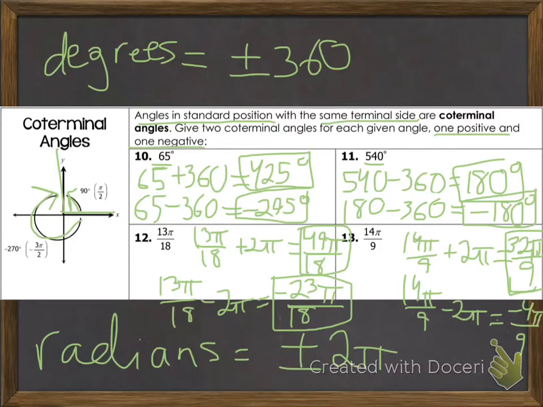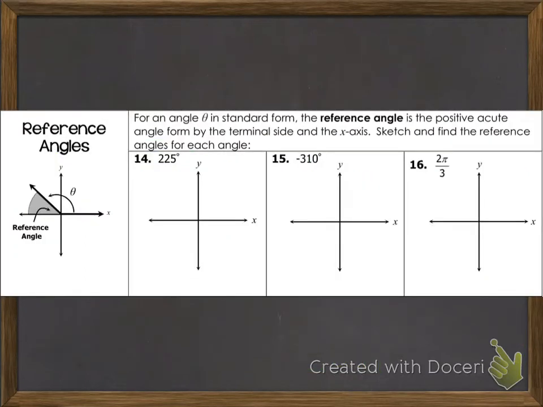So negative 4 pi over 9. Those are the positive and negative coterminal angles. So now let's look at reference angles.